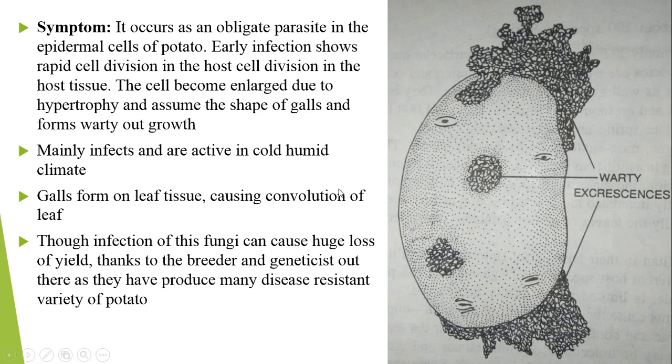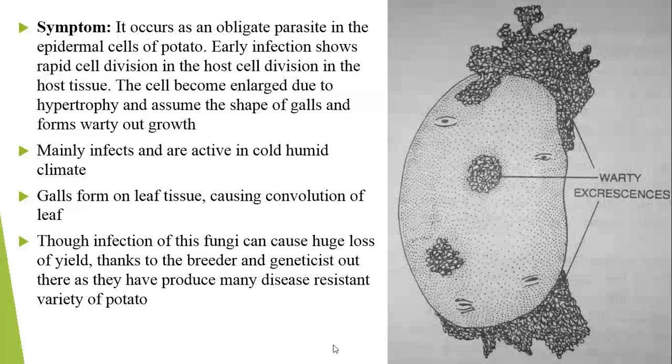Symptoms of this disease are, in fact, this Syncytium endobioticum is an obligate parasite in the epidermal cells of the potato. Early infection shows rapid cell division in the host tissue. The cells become enlarged due to hypertrophy and assume the shape of galls and form warty outgrowths. It mainly infects in cold, humid climate. Galls form on leaf tissue, causing convolution of leaf.